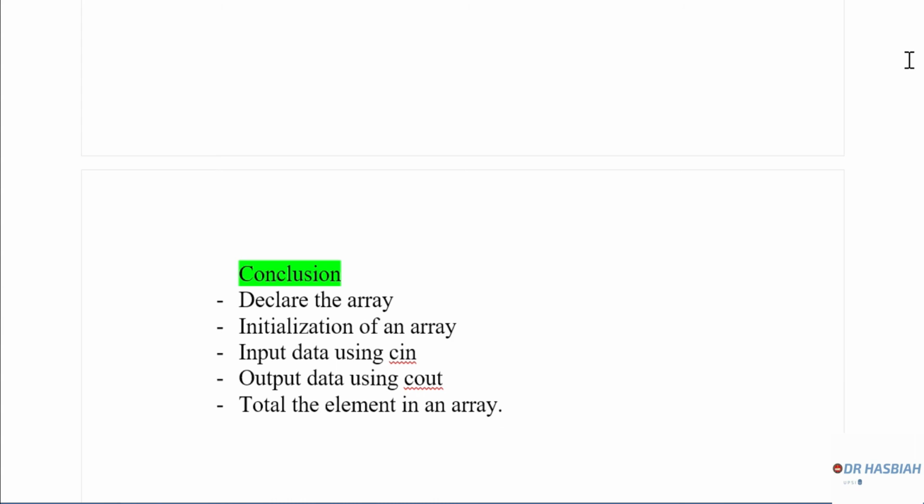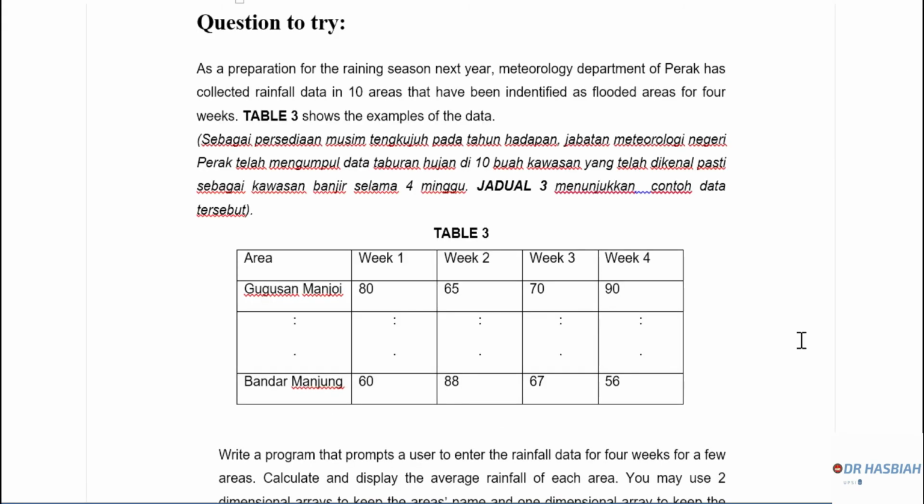So now we are going to see the exercise after this. Okay, I have a question. You can try this question later, right? I read the question here so that you get the idea how to solve the problem. As a preparation for the raining season next year, the Meteorology Department of Perak has collected rainfall data in 10 areas that have been identified as flooded areas for 4 weeks. Table 3 shows the example of the data.